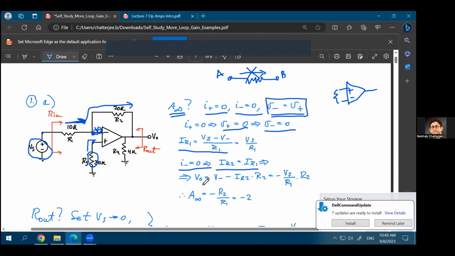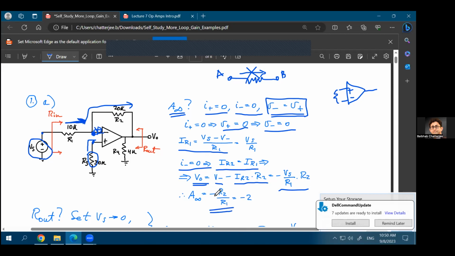So now you can readily find out what is your V naught, your V output. Your V output is the voltage at the V minus point minus I R2 times R2. Again, applying Ohm's law, the voltage at your output node will be minus of Vs over R1 times R2. So what is the gain? The gain is V naught, or V out, over Vs. So output voltage divided by input voltage, that is your gain. And output voltage divided by input voltage will be minus of R2 over R1.